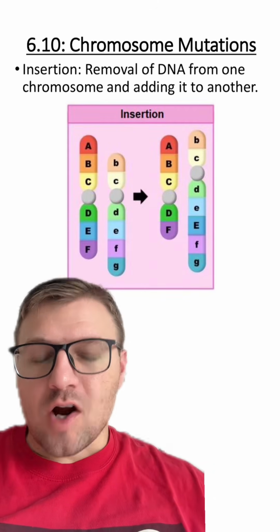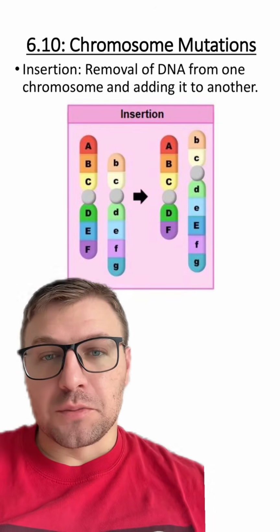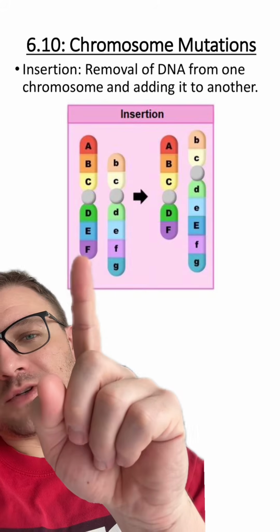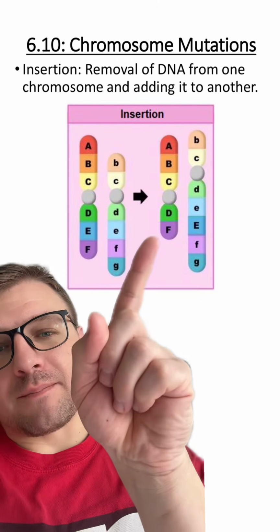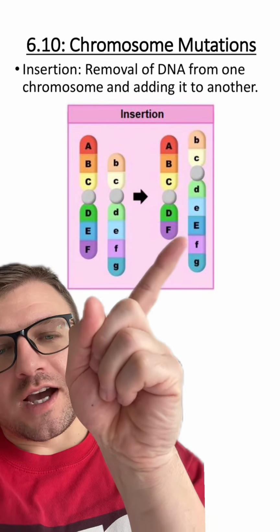Our next type of chromosome mutation is called an insertion mutation. This is where part of a chromosome is removed from one chromosome and added to another. So you can see here our original chromosome has capital letters and our second chromosome has lowercase letters. And you can see that part E of the capital letter chromosome is shifted over to the other chromosome.